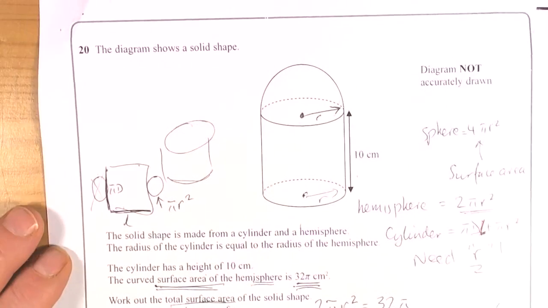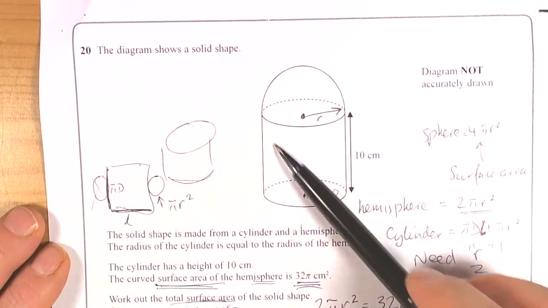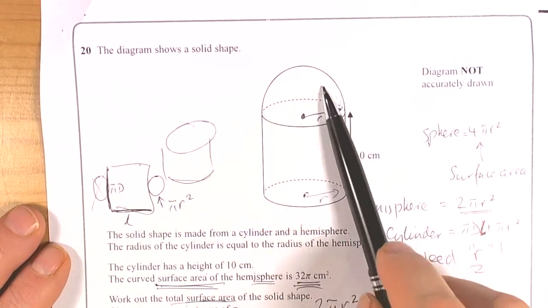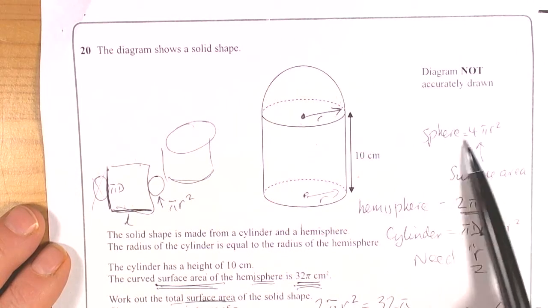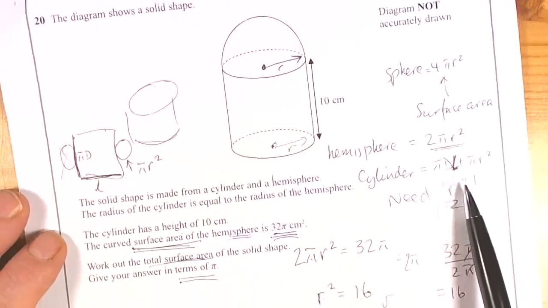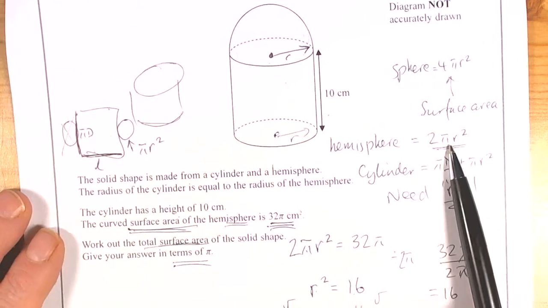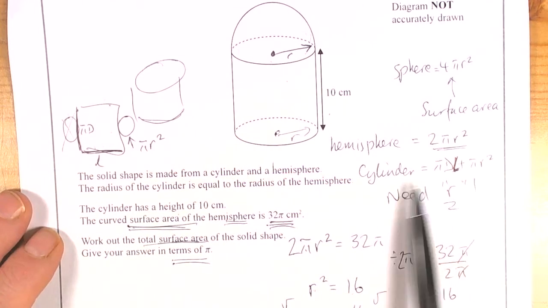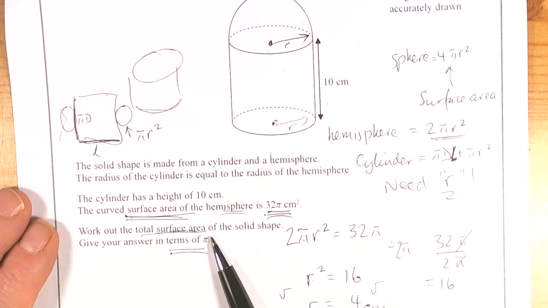Okay, so very quick recap then. So it's talking about surface area of this shape. We recognise that the top is a hemisphere, which is half a sphere. The sphere had a surface area of 4 pi r squared, so we halve that to get the hemisphere's surface area. We need the surface area of the cylinder as well because the question asks for the total surface area.